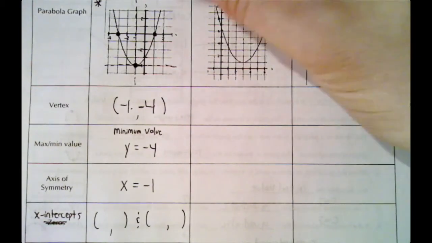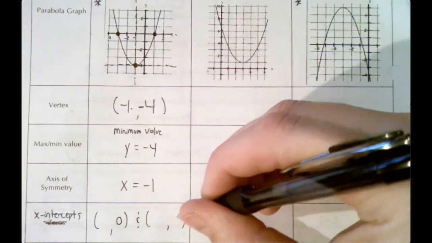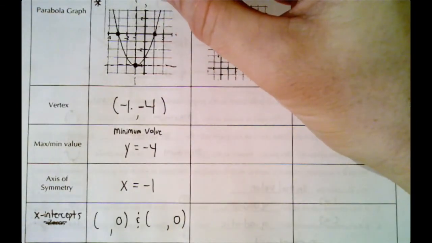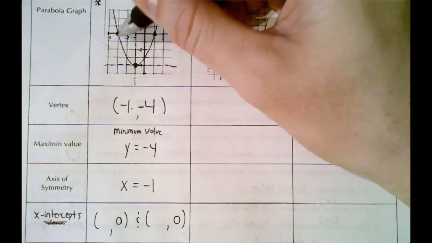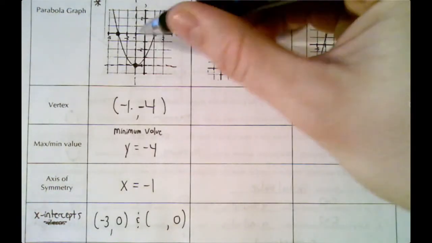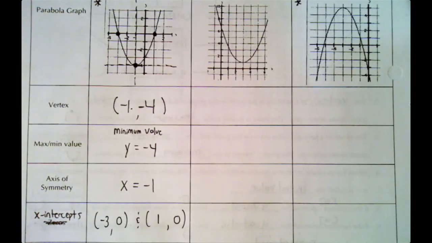Well, since the y value would be 0 at both of these, they're going to have y values of 0, and the x's are -3 and 1. So those are our x-intercepts.